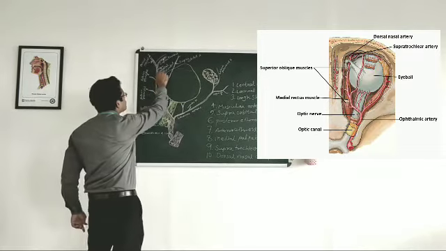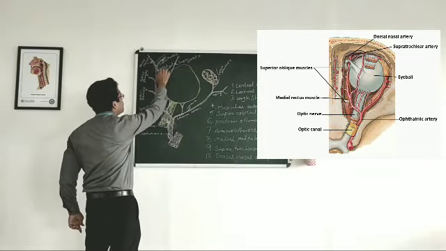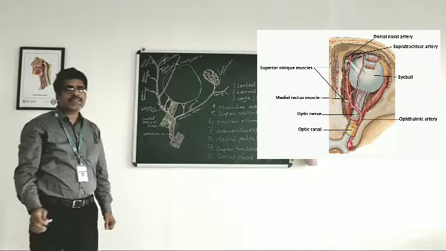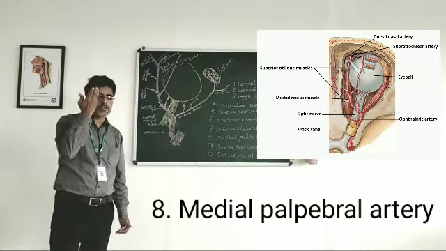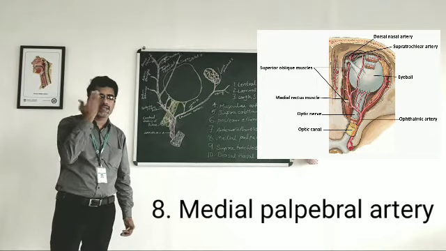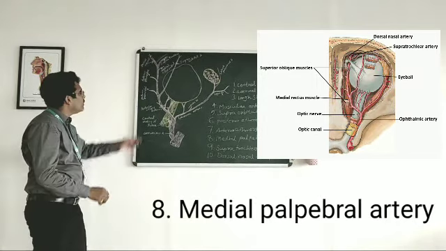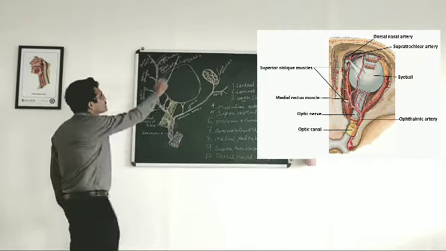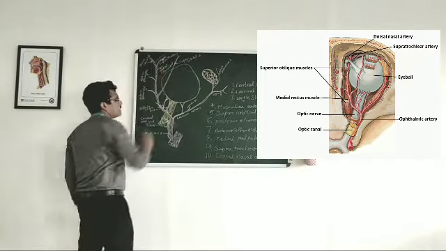Further, if we trace it forwards, another tiny branch is the medial palpebral artery. This medial palpebral artery supplies the upper and lower eyelids in their medial aspect. The last to explain are the two terminal branches, the supratrochlear and dorsal nasal arteries.